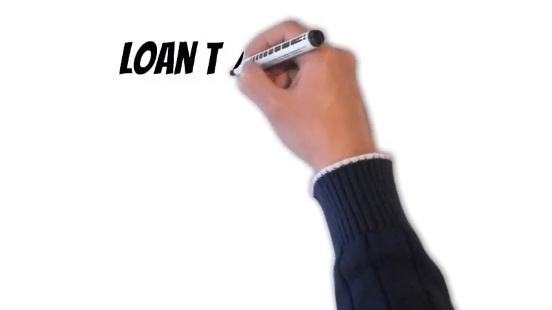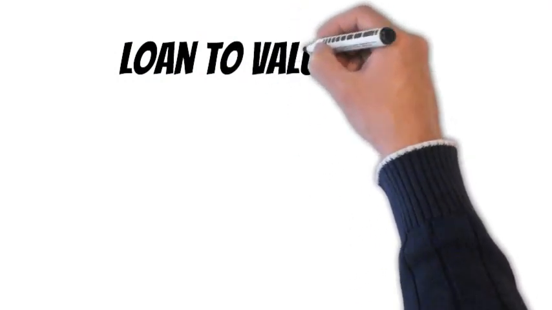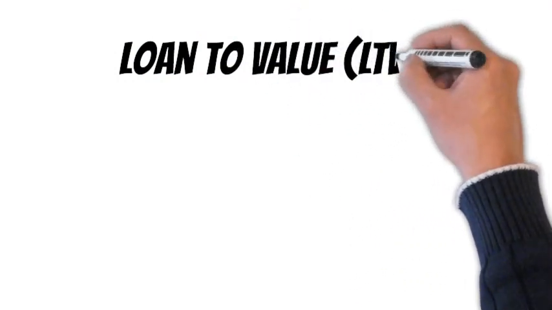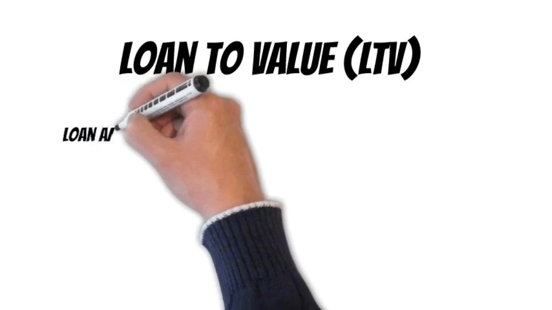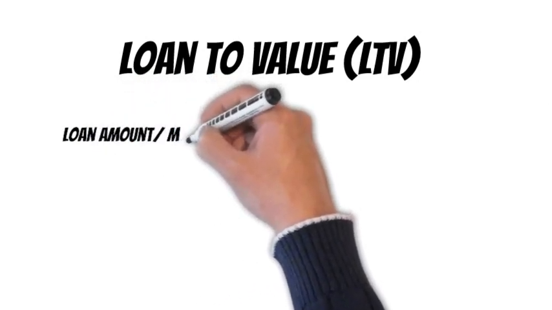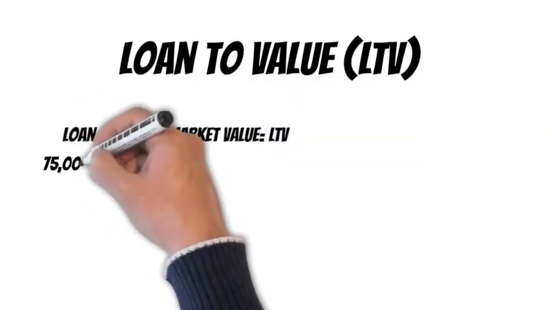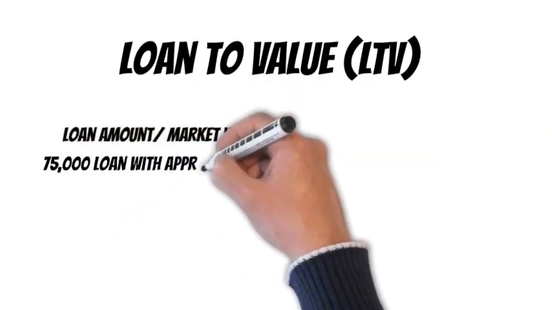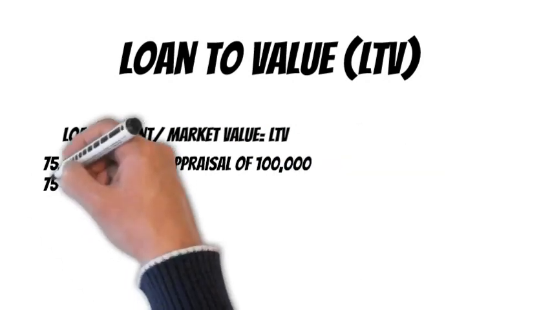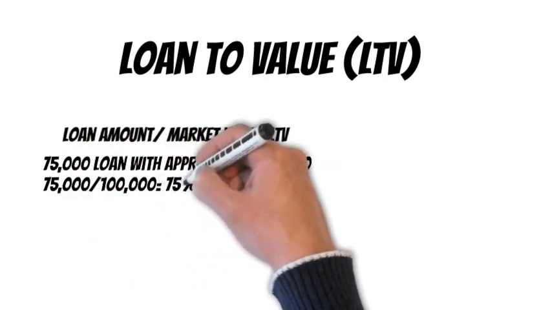Loan to value, or LTV. You get this by dividing your loan amount by the market value of the property. So let's say that you're getting a $75,000 loan with an appraisal of $100,000. That means your LTV is 75%. Most properties are going to fall between this 75 to 85% LTV range.